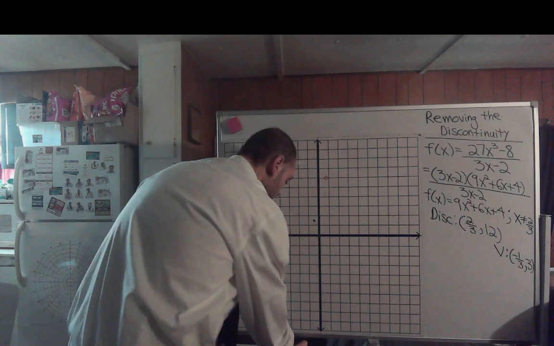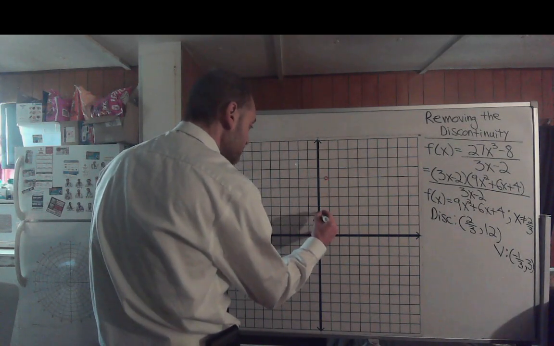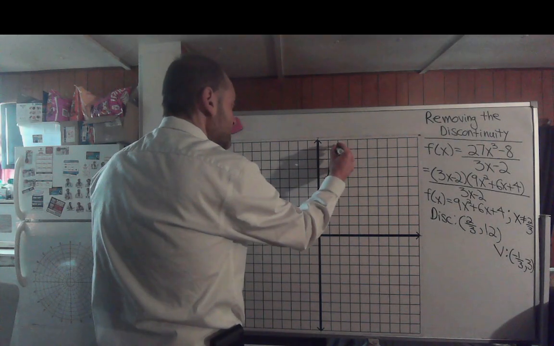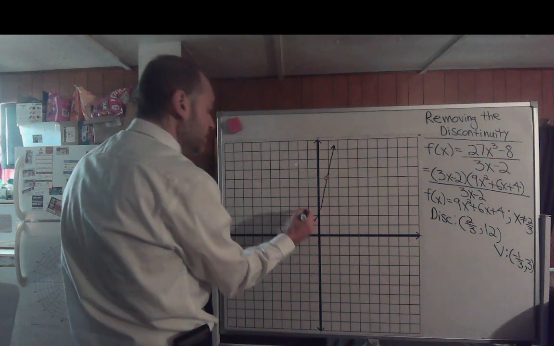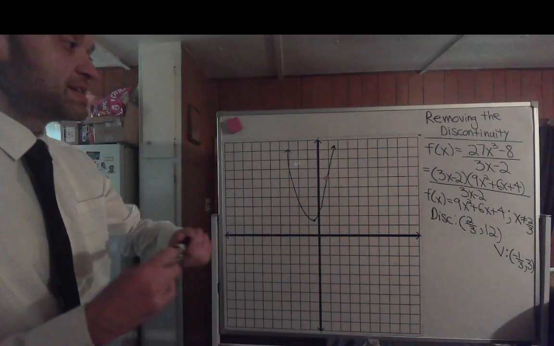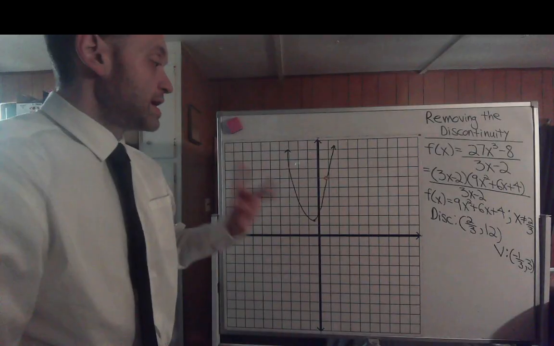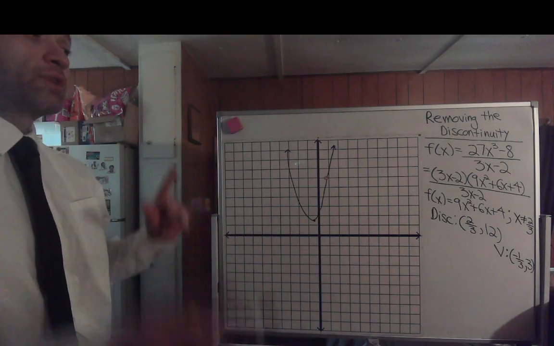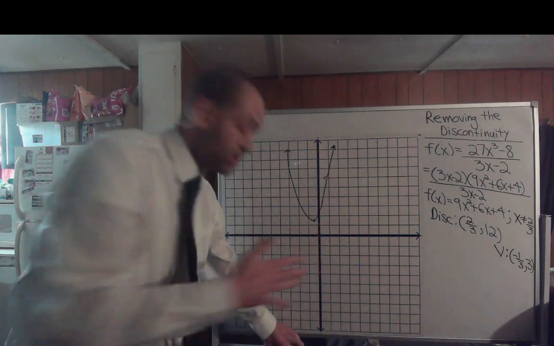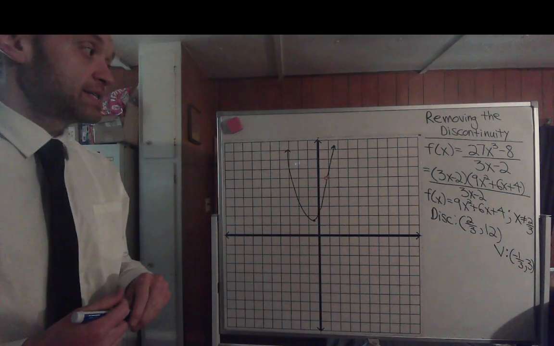So we got the vertex, we got the discontinuity, so here's about what your graph is going to look like, with that discontinuity in the parabola. So there's my parabola graph with that discontinuity at the point (2/3, 12). Now, we want to remove the discontinuity. We want to make this a continuous curve. So how are we going to do that?